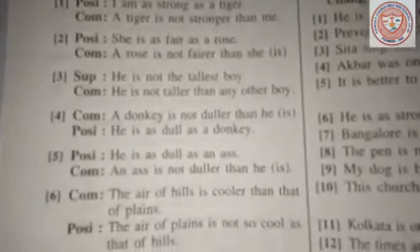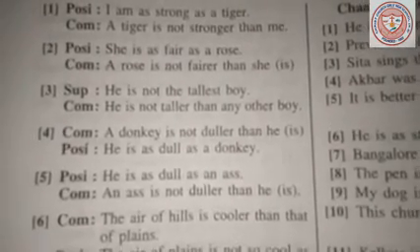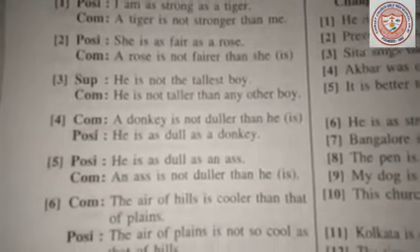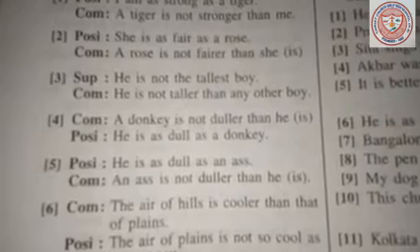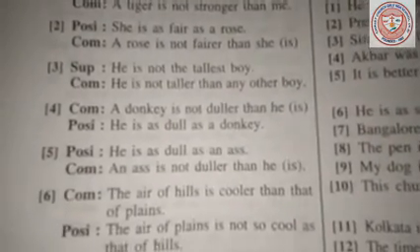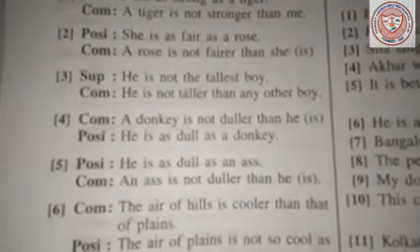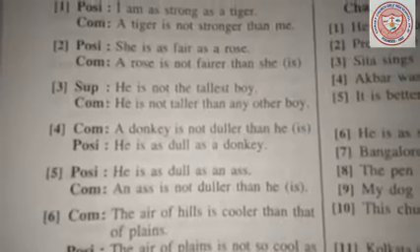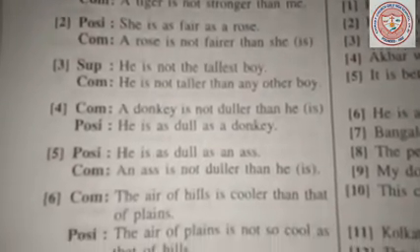Okay. Next comes number 3. He is not the tallest boy. Tallest is a superlative degree of tall. So this sentence is in its superlative degree. If we transform this sentence into its comparative form, what will be the answer? He is not taller than any other boy. That means comparison is being made among all the boys in the class. Okay, so he is not taller than any other boy.